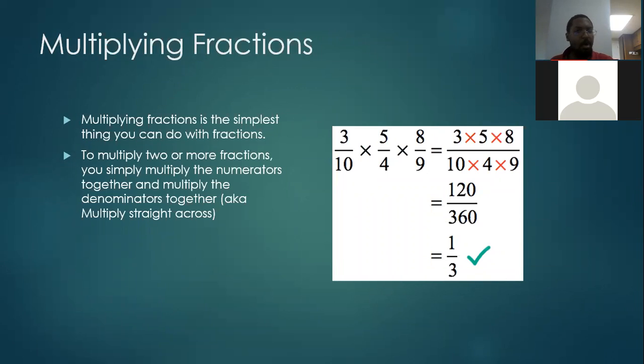Multiplying fractions, all we do is go straight across. We don't have to do anything fancy. We don't have to change any numbers. All we have to do is just multiply straight across. 3 times 5 times 8, 10 times 4 times 9. It's super duper easy. You don't need to complicate it by trying to find a common denominator or anything like that. You just multiply straight across. Very simple.